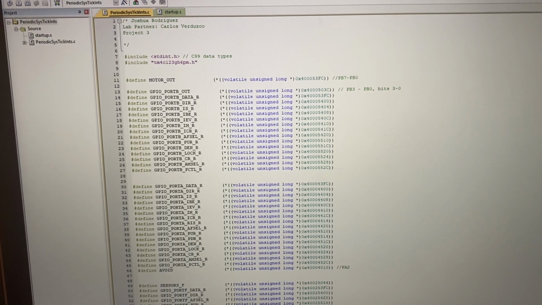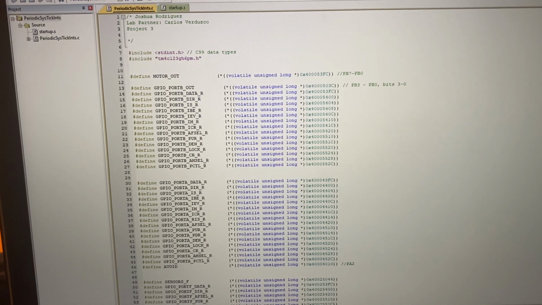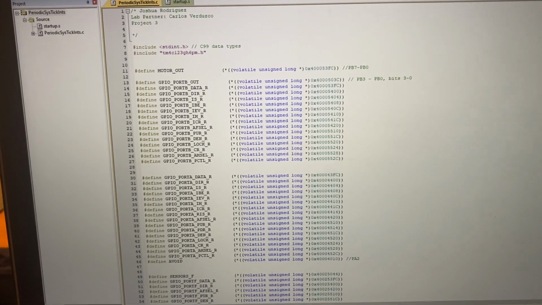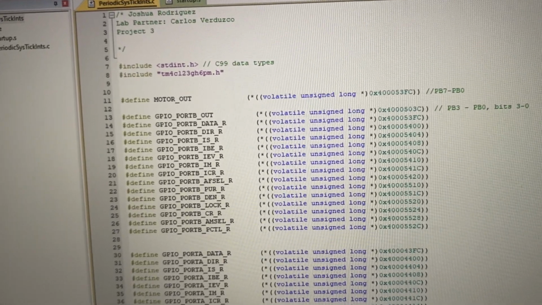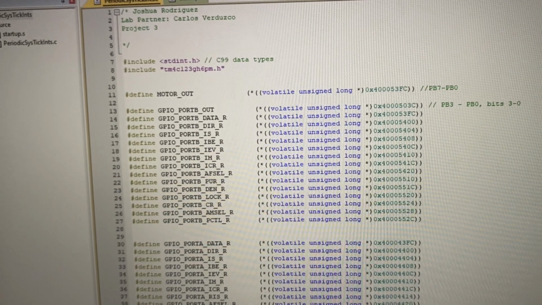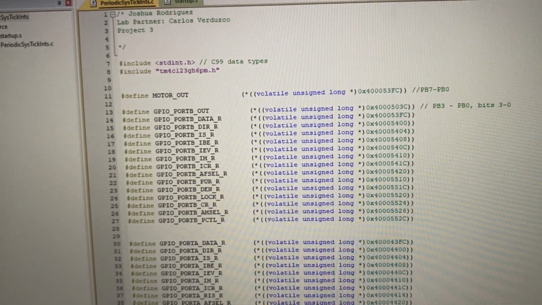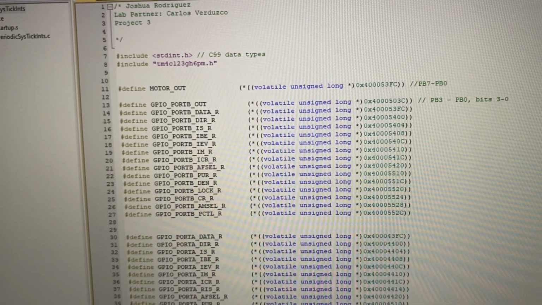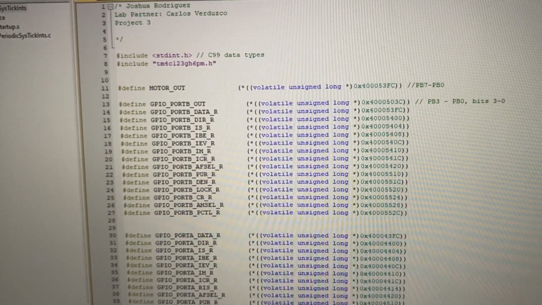My lab partner is Carlos Brodowska, and today I'm presenting my Project 3, which is the line following robot. As you can see here, I have two include statements: the st.int.hex file, which is going to include some of the values we're going to use for our finite state machine, and the tm4c123 hex file, which is essentially going to grant us some additional data for some of the defined statements.